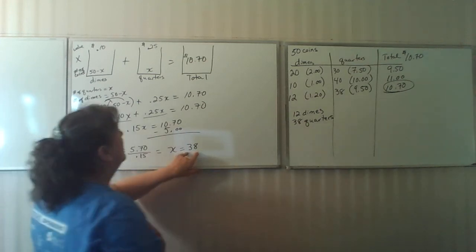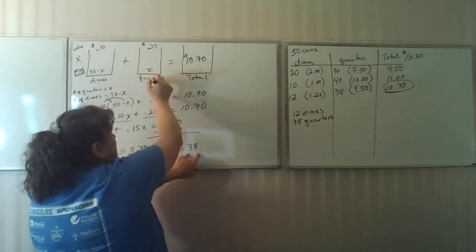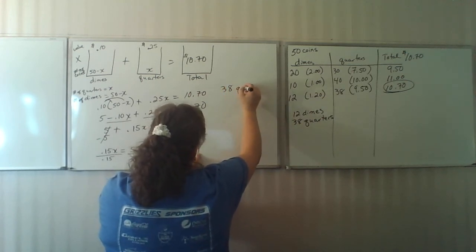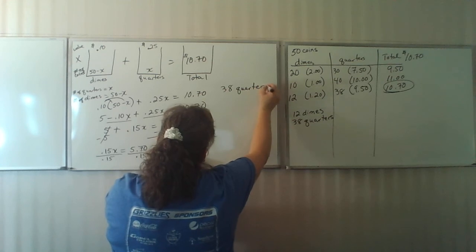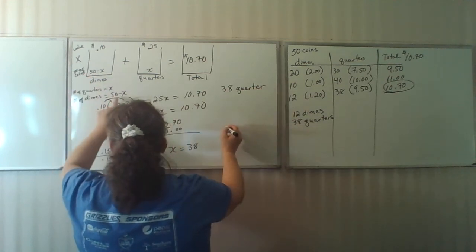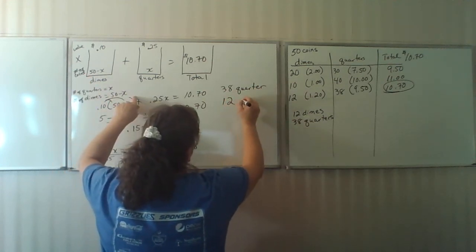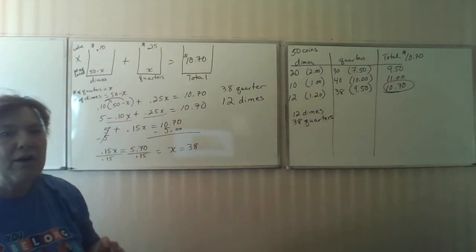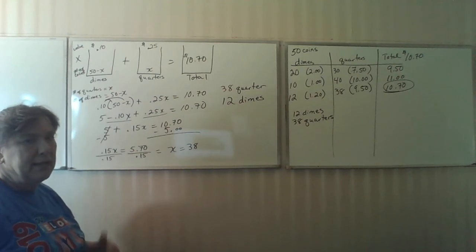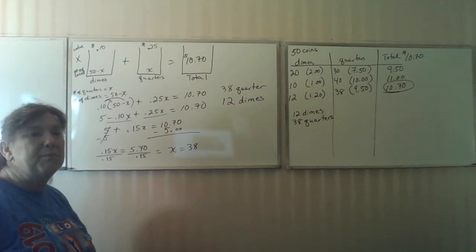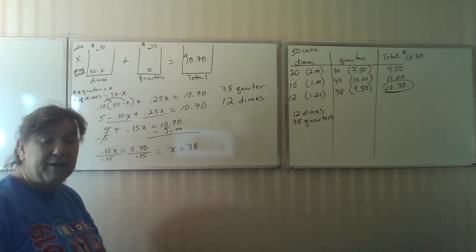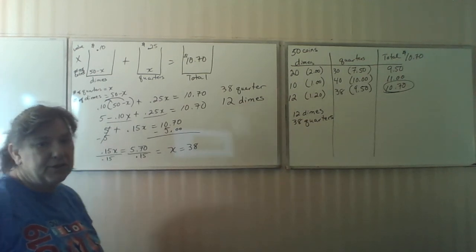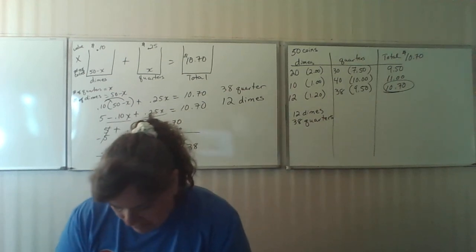So therefore, since X is my quarters, I have 38 quarters, and 50 minus 38 is 12 dimes. Two different methods to solve the same problem. And as you see, it really doesn't matter which method you use. They both are very effective and they both work well. So you can choose the method you like best. So anyway, that's that one.